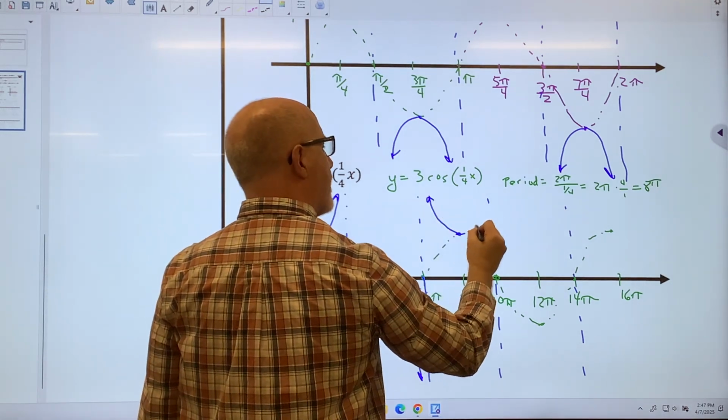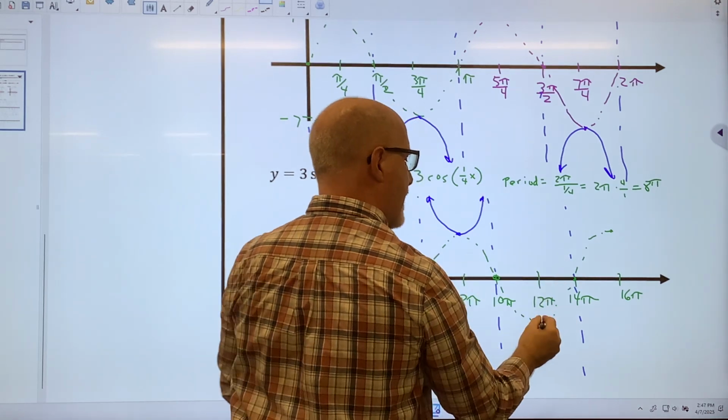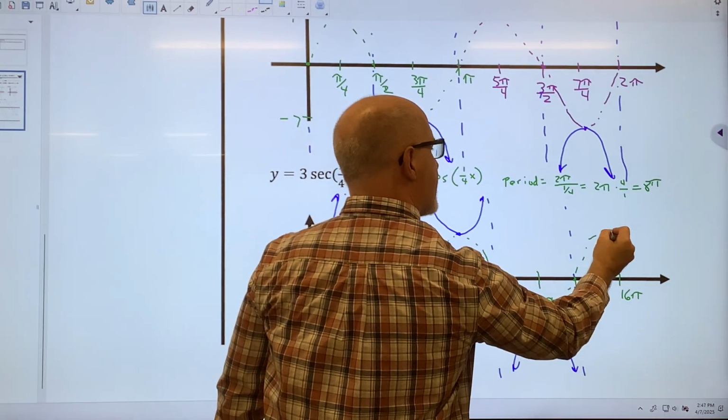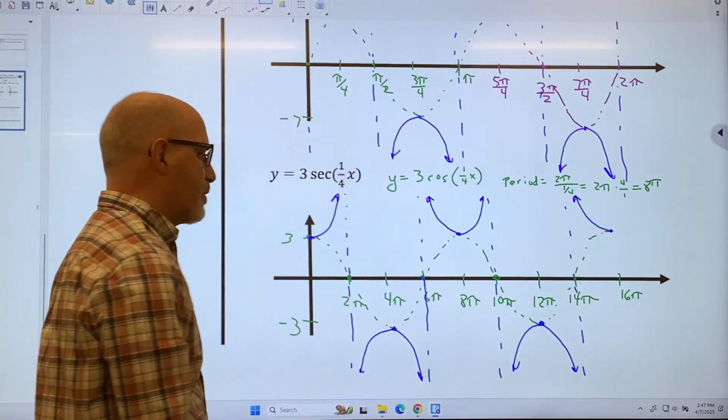Go up here from the maximum. This from this point goes up from that, so I'm going to go down reciprocally from it. And then lastly here, this one goes down from there, so I go up toward the asymptote.